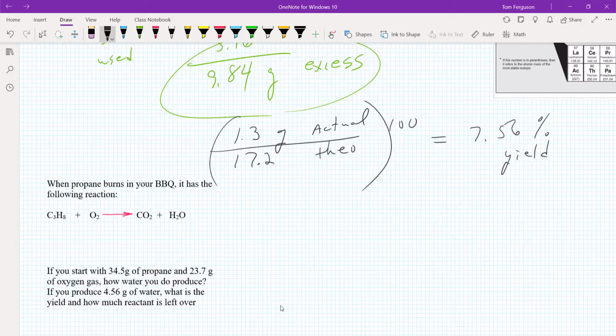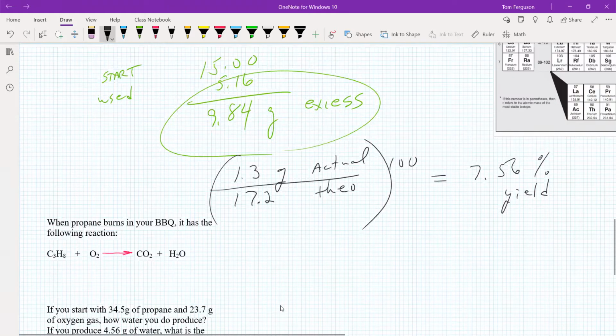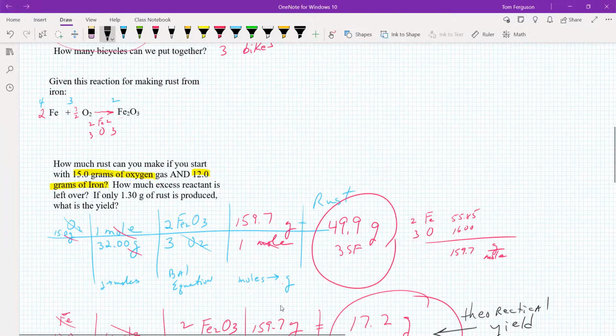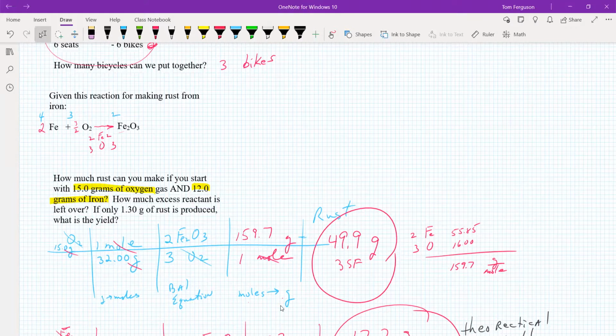So a little under 8% yield. So this is a typical limiting reactant problem. Okay, so there's quite a few parts. That's why I was stressing before to go through when you only have a single reactant, because it's less calculations.